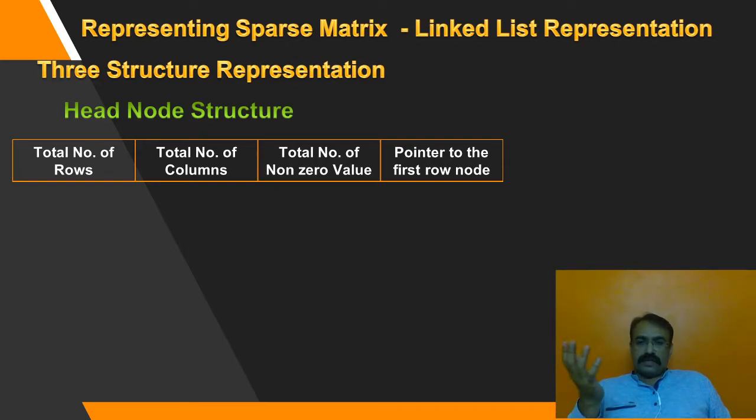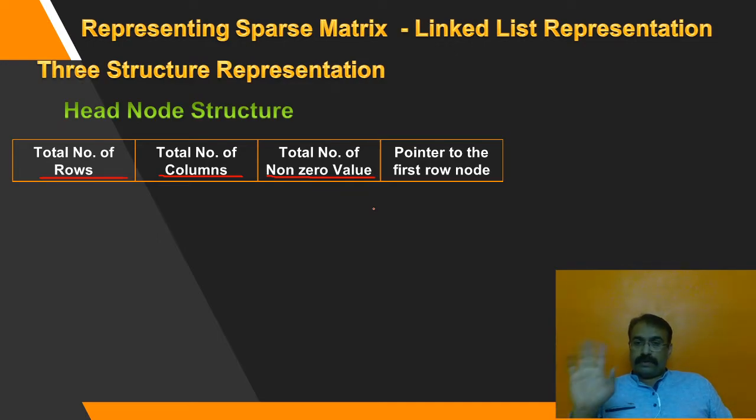So list of list, rather we can say. We are going to have one head node. That structure is going to contain the total number of rows present in that matrix. The second data field is the total number of columns present in that particular matrix. And third, it is going to contain the total number of non-zero values present in that sparse matrix.